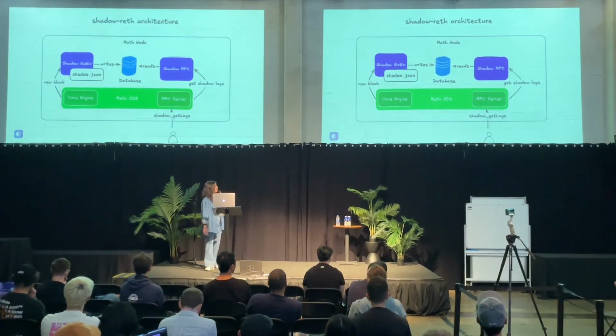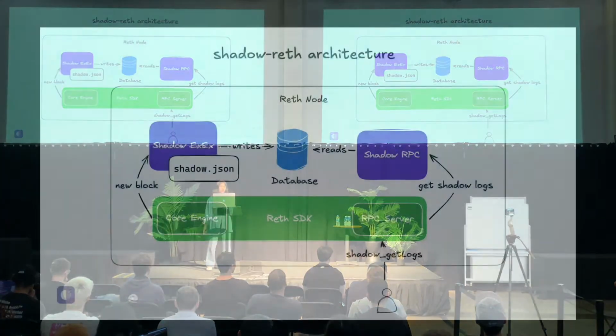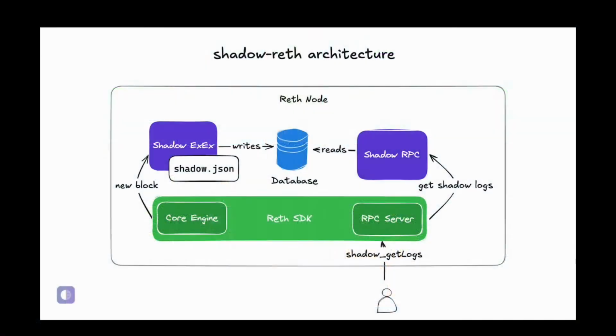And then the third component is our shadow RPC. This was built using Reth RPC extensions that allowed us to really easily add a new custom RPC endpoint that we called shadow_getLogs. So when you're fetching shadow logs from your own node, you can hit this endpoint and the results of the shadow logs look exactly the same as mainnet logs.